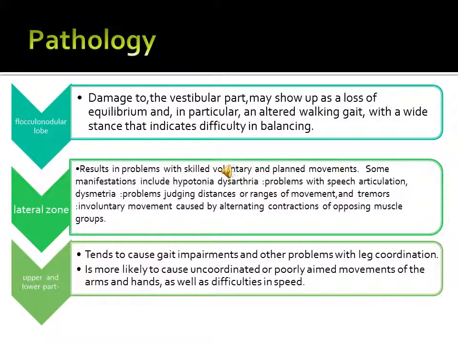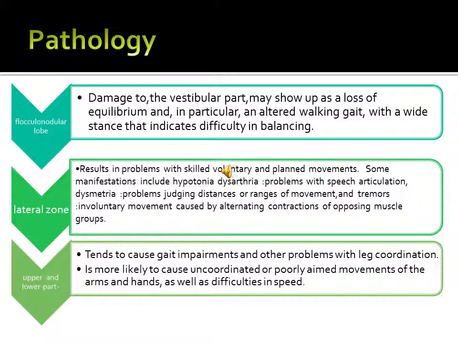Pathology. Flocculonodular lobe. Damage to the vestibular part may show up as a loss of equilibrium and in particular an altered walking gait, with a wide stance that indicates difficulty in balancing. Lateral damage results in problems with skilled voluntary and planned movement.